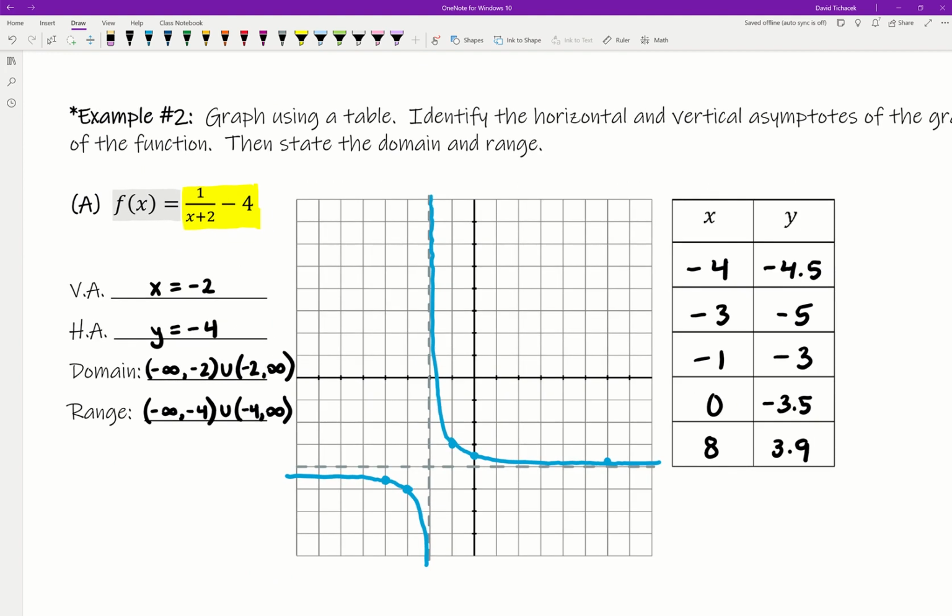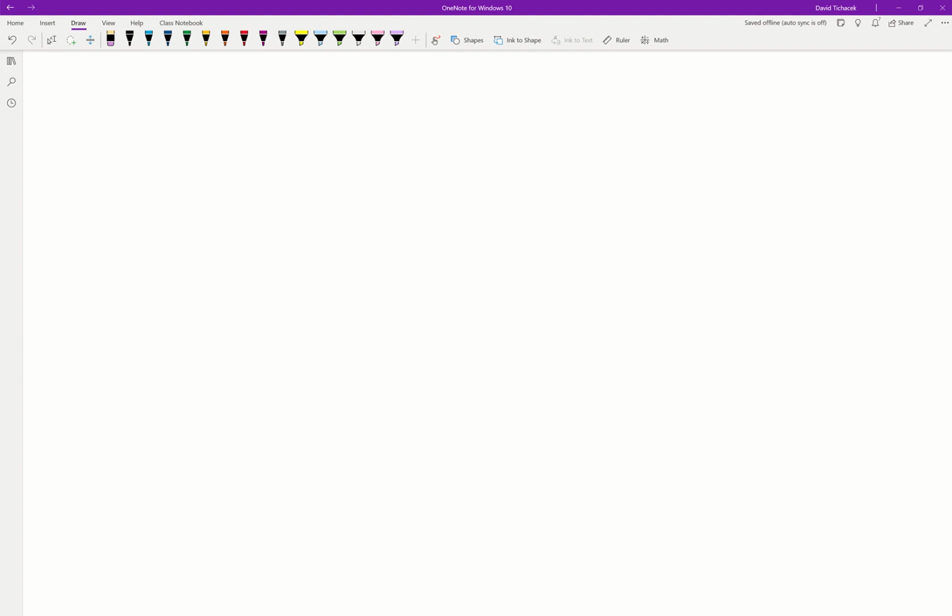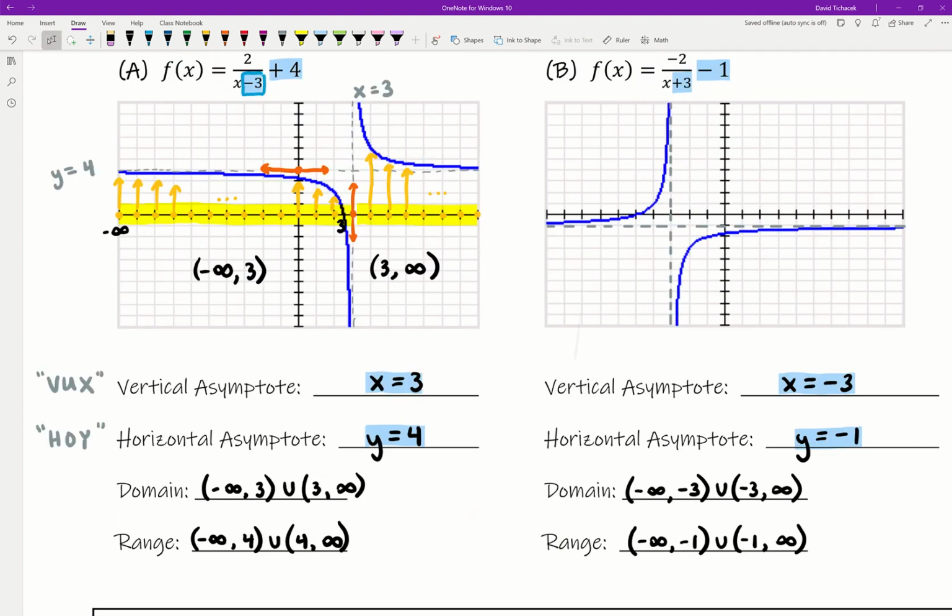So that's just a little bit about reciprocal functions and how we can take a look at different characteristics of the graph. So I hope that that's all made sense to you.